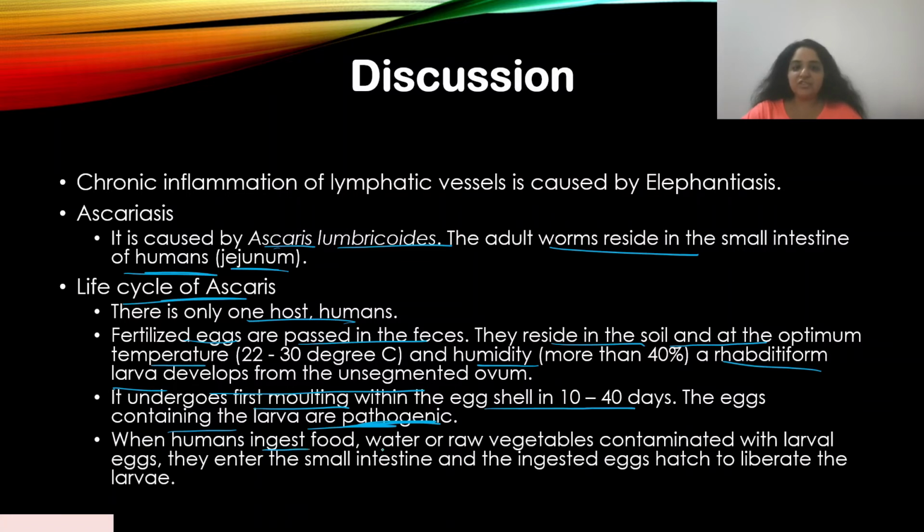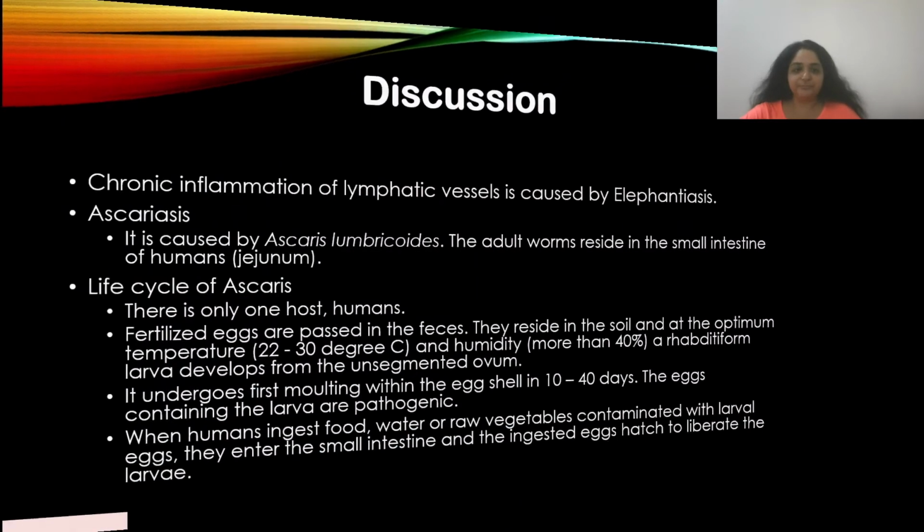Now, when humans ingest food, water, or raw vegetables contaminated with larval eggs, they enter the small intestine and the ingested eggs hatch to liberate the larvae. So it is very important that you clean the vegetables that you eat properly, and that the food and water are not contaminated, because they can contain that larva.